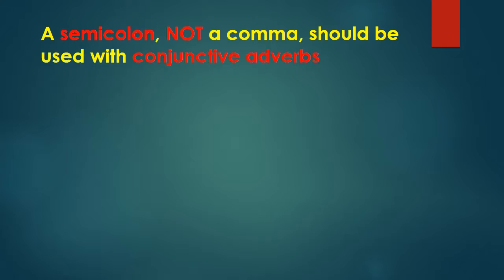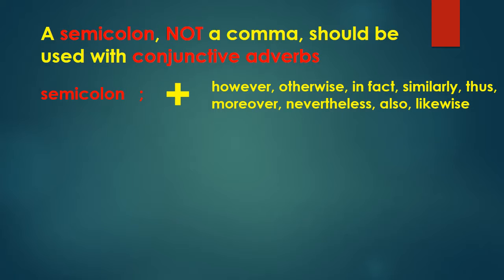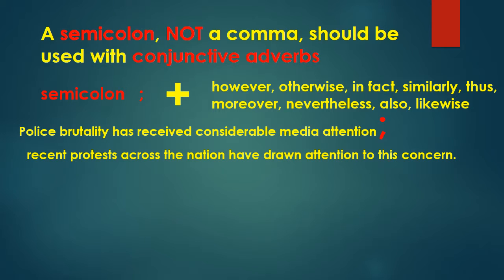So, take a moment to review and practice. Okay, let's go back and look at semicolons again. If a comma has to go with fanboys, a semicolon must go with a conjunctive adverb if it's going to have some kind of conjunction. Remember, you can put a semicolon by itself between 2 sentences, but if you're going to use a conjunction, these are the words that you need to use. Semicolon plus a word like however, otherwise, in fact, similarly, thus, moreover, nevertheless, also, likewise, and these are all followed by a comma.